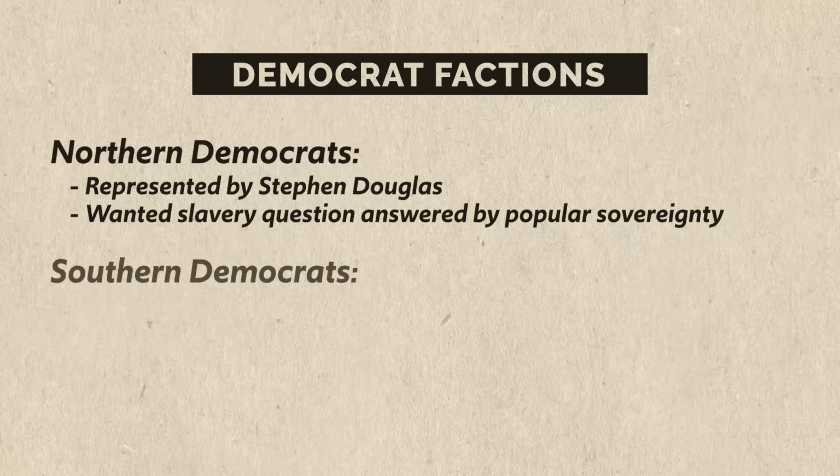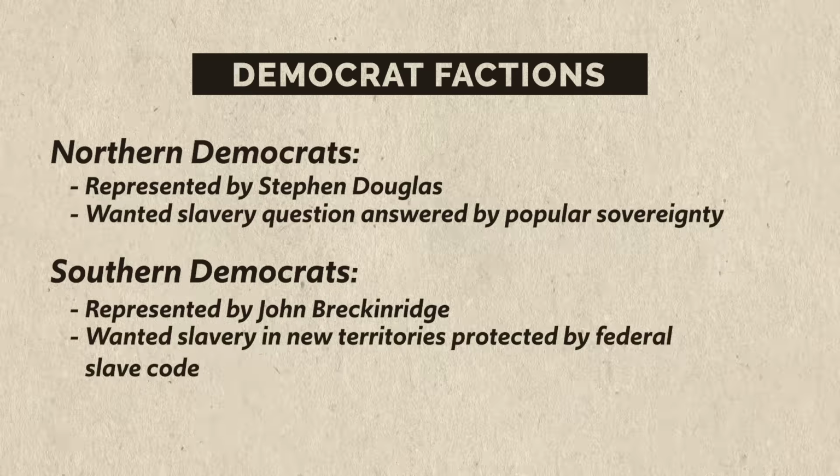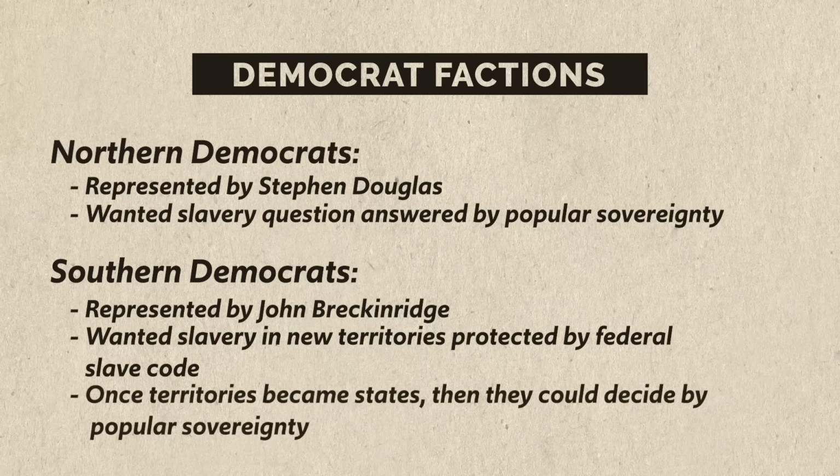The southern faction of the Democrats, represented by John Breckinridge, wanted slavery in the new territories protected by a federal slave code, and once they became states, then they could decide by popular sovereignty. And if you're listening closely, the rival positions in the Democratic Party are pretty similar. But as we've seen before in our study of American history, when a party is divided like this and puts forward rival candidates, they are unlikely to win. When it came time to vote, here's how things shook out.